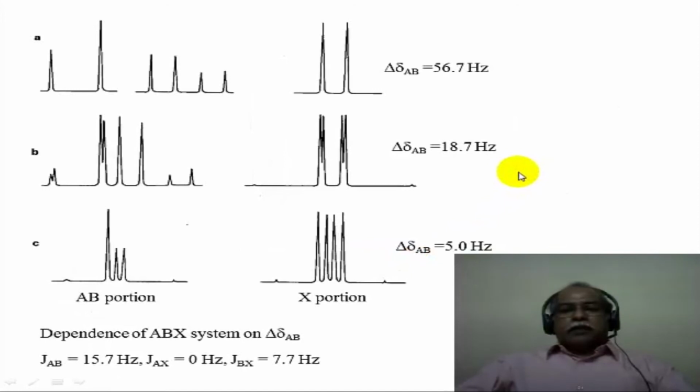Now these are the spectral pattern variations that one would observe as you increase the delta from 5 Hz to 18.7 Hz to 56.7 Hz. In other words, the difference between the delta A and the delta B keeps increasing in this particular direction, and that corresponds to the different kind of spectral pattern one can observe in the case of an ABX kind of a system. Once again, for clarity's sake, the AB part of the spectrum is shown on the left hand side, and the right hand side shows the X part of the spectrum.